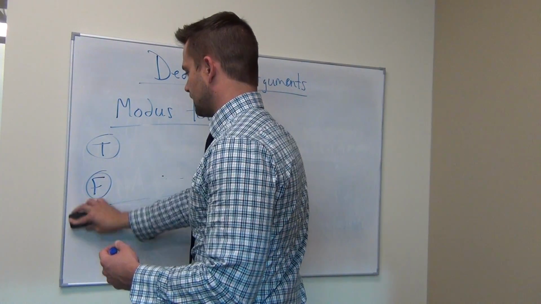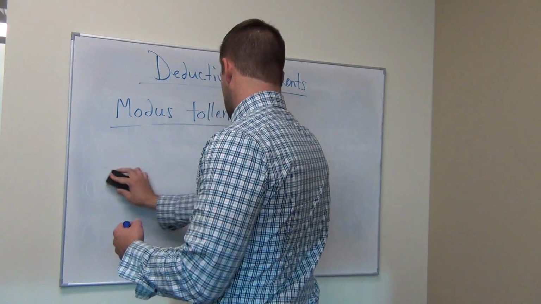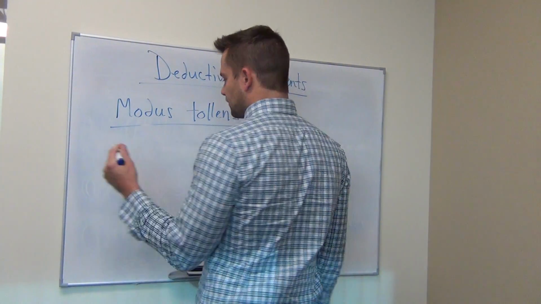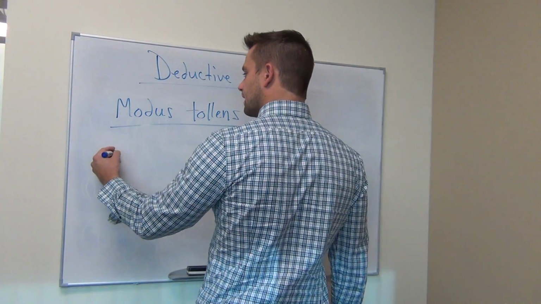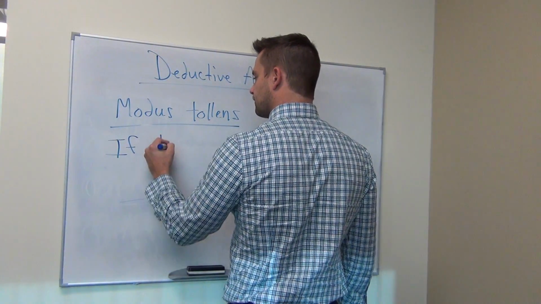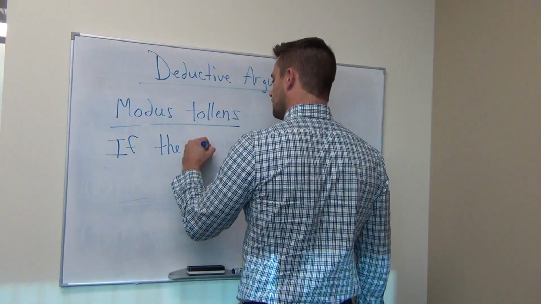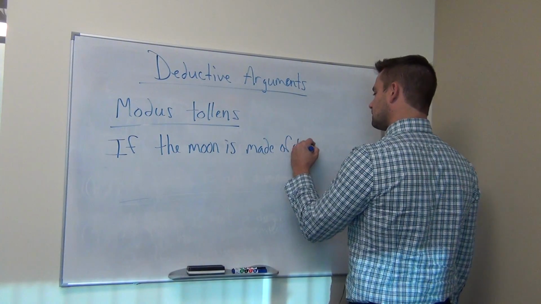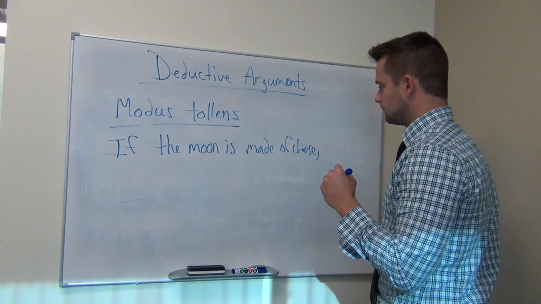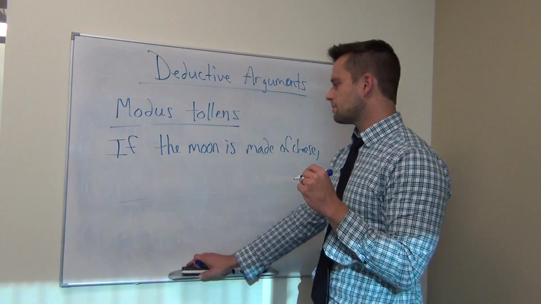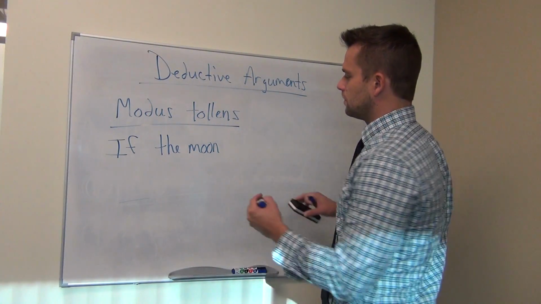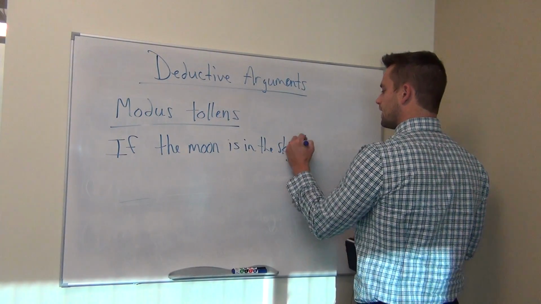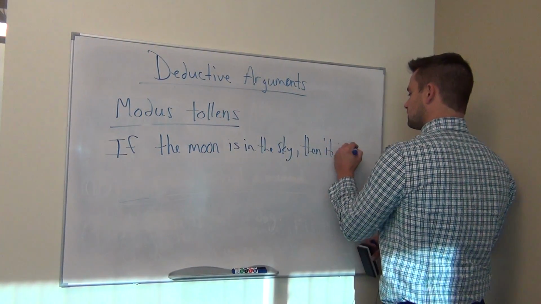And these are kind of examples that go into the realm of the absurd, which is a place where logicians often like to hang out. And philosophers in general, right? If the moon is made of cheese, let me use a different one. If the moon is in the sky, then it is made of cheese.